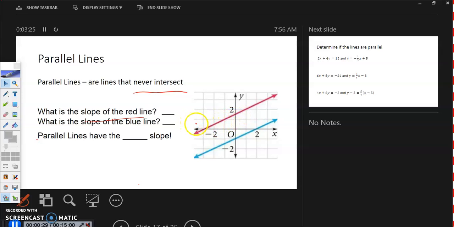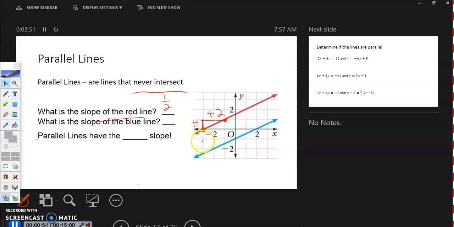Let's take a look at the red line first. We need 2 points to find slope. So we have a point here at -3, 0, and a point here at -1, 1. So we compare their rises and runs. We rise 1, so rise plus 1, run plus 2. That makes the rise over run 1 over 2 for the red line.